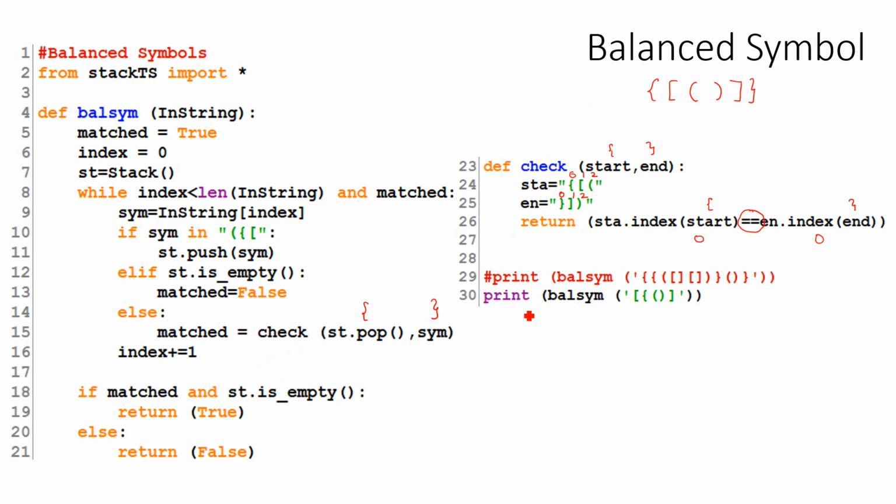In order to make use of this function, we call the function by passing it a string of brackets. It will be pushed, popped, and checked, and finally we'll draw the conclusion whether it is balanced or not.